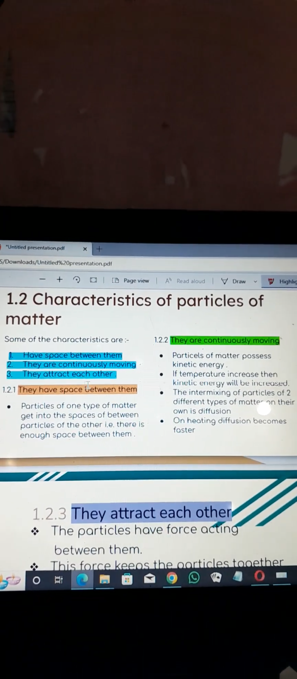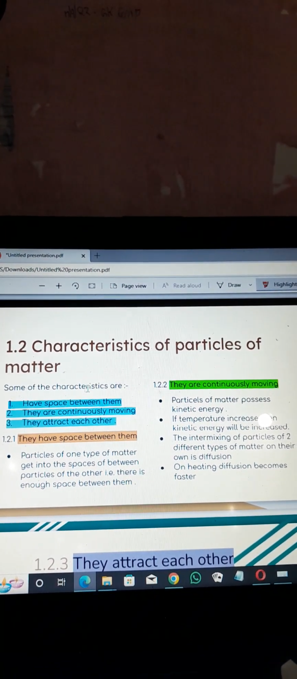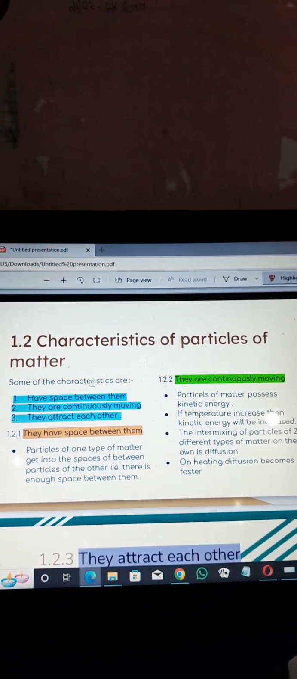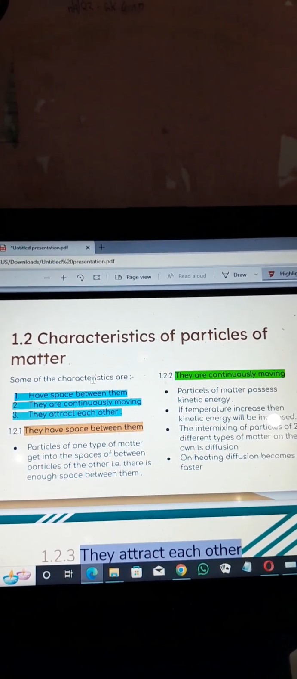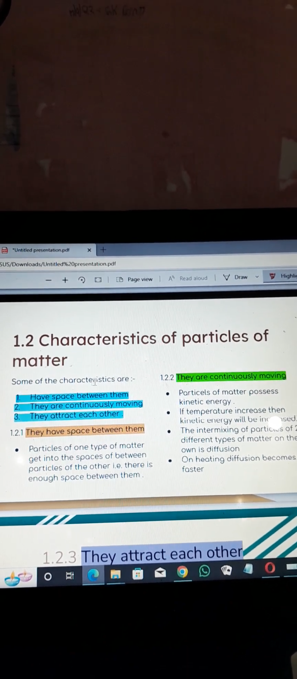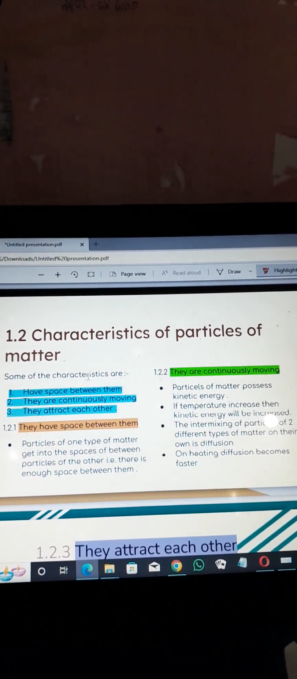Before that, we have to know some basic characteristics of particles of matter. First, they have space between them, they are continuously moving, and they attract each other. Space between them: the particles of one type of matter get into the space between particles of the other. That is, there is enough space between them.